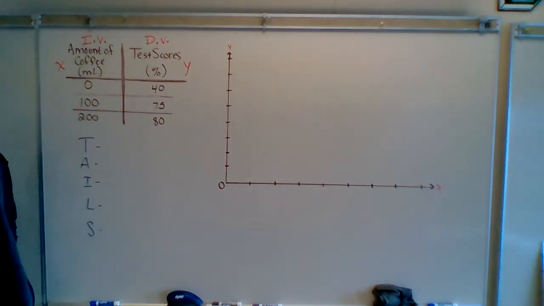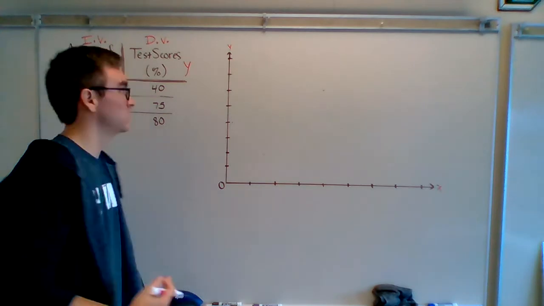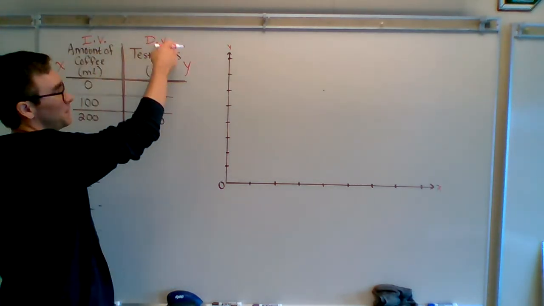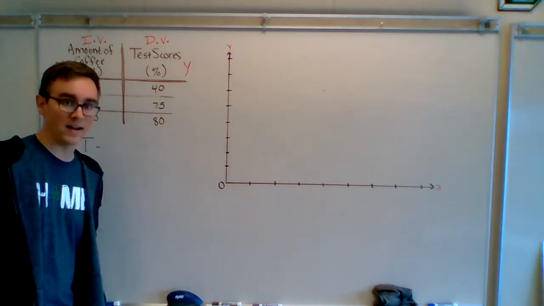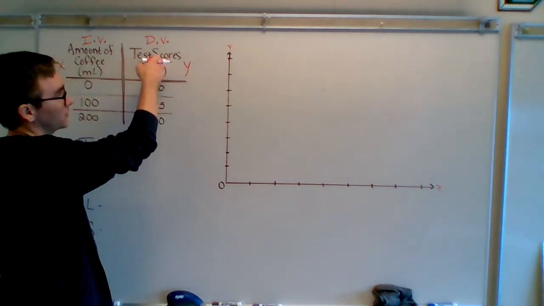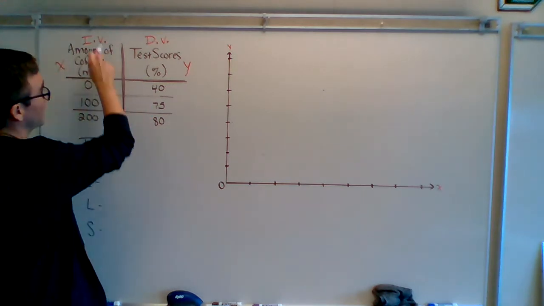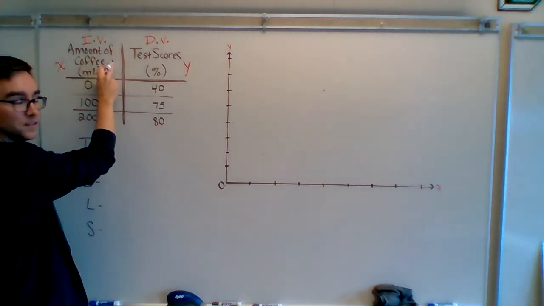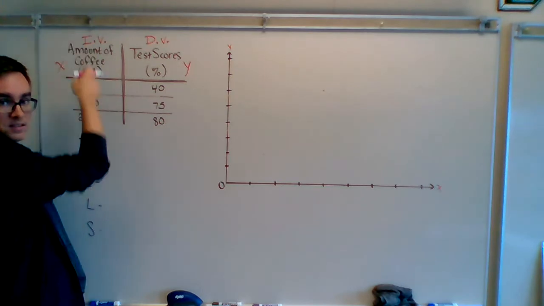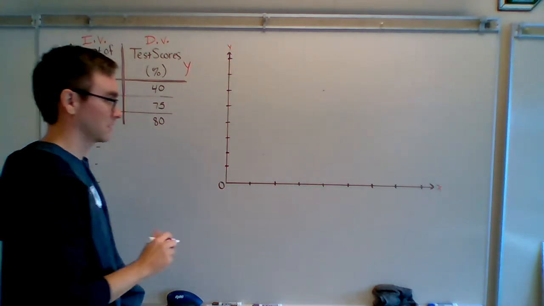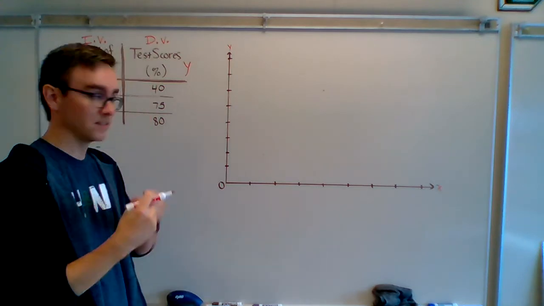So that means your independent variable is going to go on your x-axis, and your dependent variable is going on your y-axis. Make sure you always include what units you're using on that. So in this case, my independent variable, the amount of coffee, is going to go on my x-axis because the independent goes in the left column. That left column is the x-axis. All right, so you should be combining some math skills here.